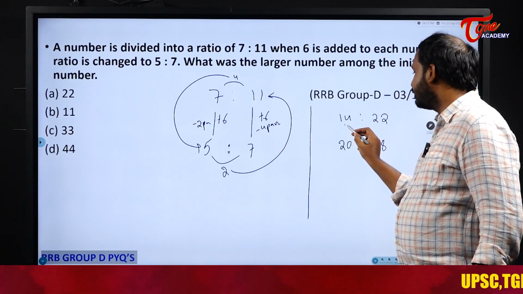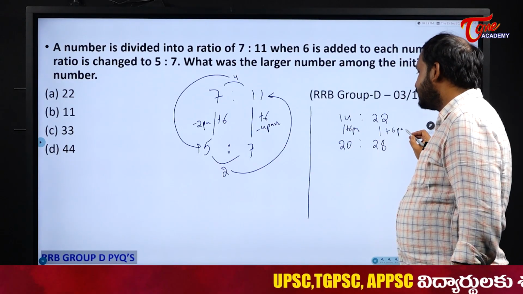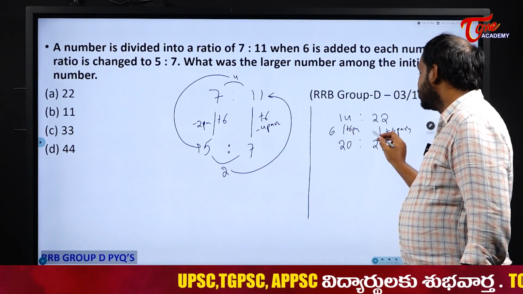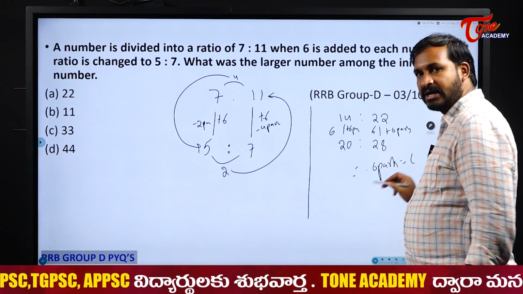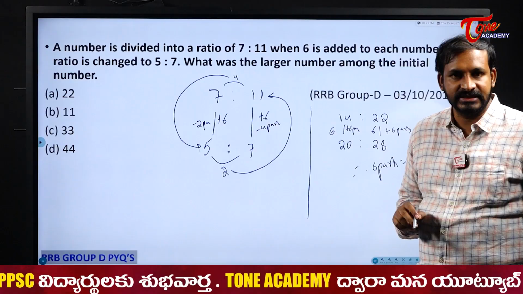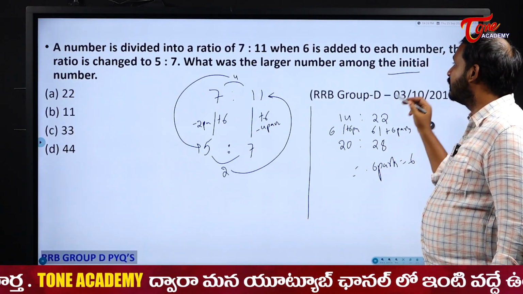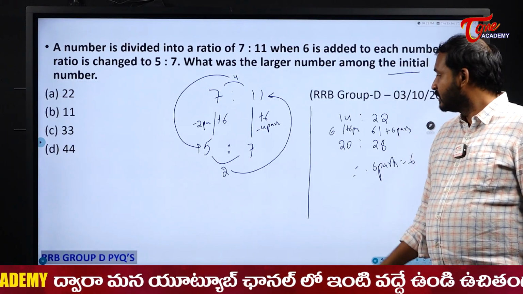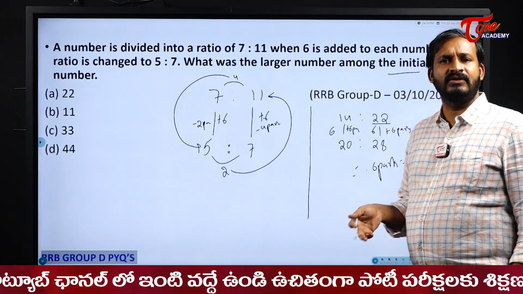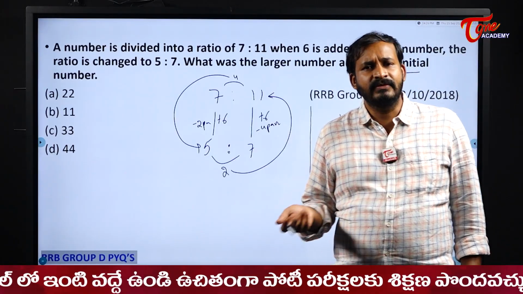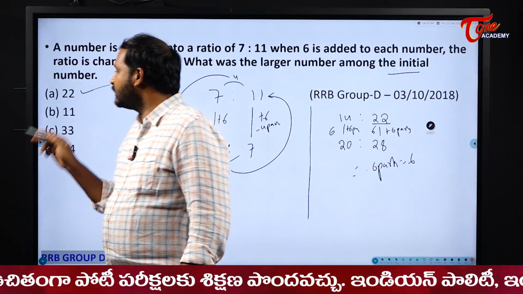Now please see here, what is the difference? 6 parts. And what is the difference here? 6 parts. This difference is because of the 6 added. So 6 parts is equal to 6. Then what are they asking us? What was the largest number among the initial numbers? By default, the largest one is this one. 6 parts is 6, which means 22 parts will become 22. So the largest number of these two will be 22.